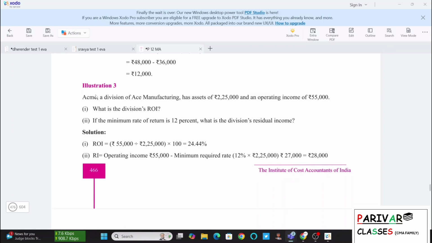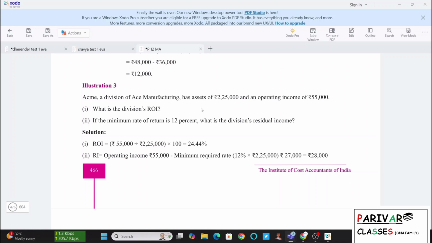Illustration 3. ACME, a division of ACE Manufacturing, has assets of 2,25,000. Here he did not mention opening or closing, so we assume it as average assets only. Operating income is 55,000. What is the division's ROI? Not RI, he is not asking RI, he is asking ROI.